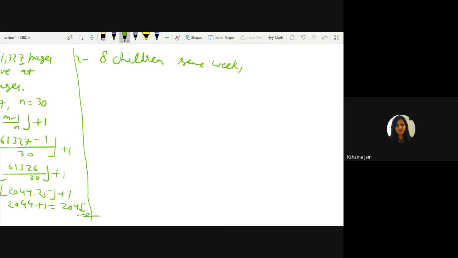In practical terms, but again we need to do it by the pigeonhole principle. Here 8 children are born in 7 days because it is the same week. We need to find out how many children are born in at least one day. So let's start with this formula again. M minus 1 by n plus 1, that is 8 minus 1 by 7 plus 1. 7 by 7 is 1, plus 1, that is 2. Hence proved. So this was the at least number. That's why in the question it is 2 or more, born on the same day of the week.